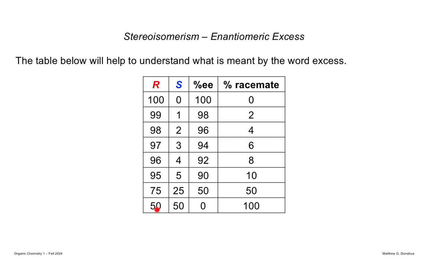So let's look at the last entry. You have 50-50 or 1-to-1. That's 0% enantiomeric excess, which means you have 100% racemate. So again, everything in between here, and I've only given you this 1, 2, 3, 4, 5, 6 or 7 scenarios, but this will go all the way down to 51, basically.